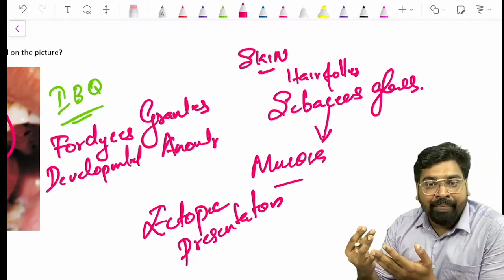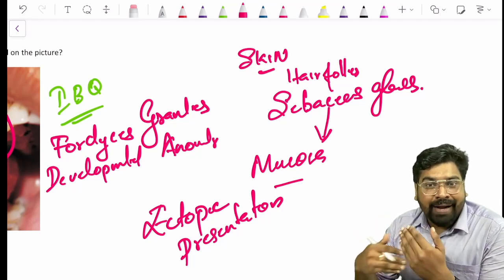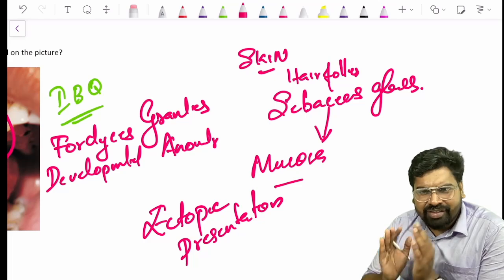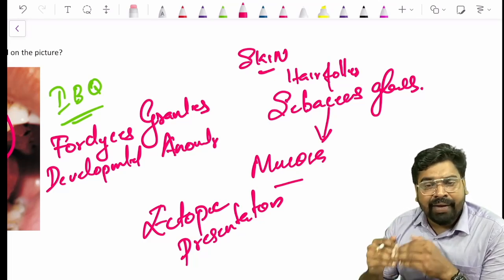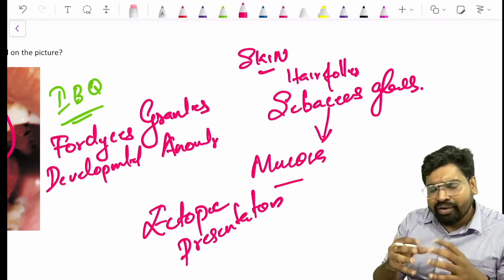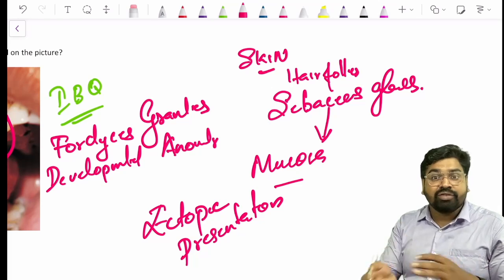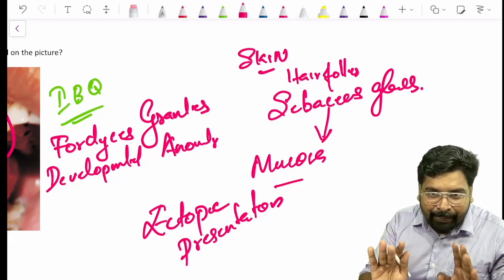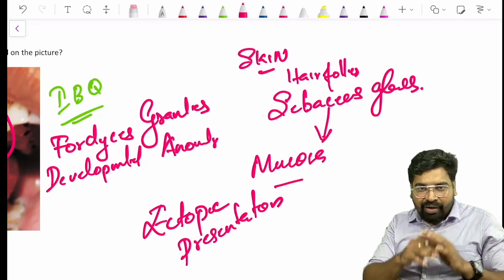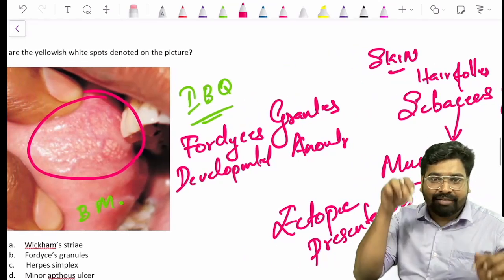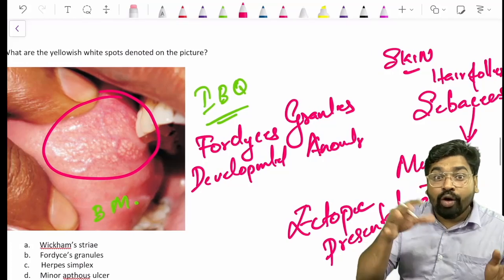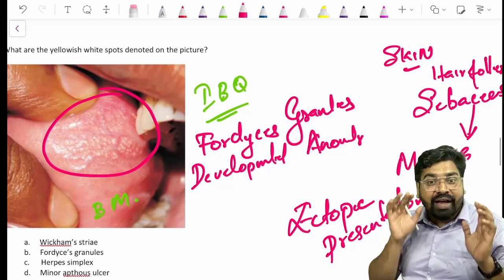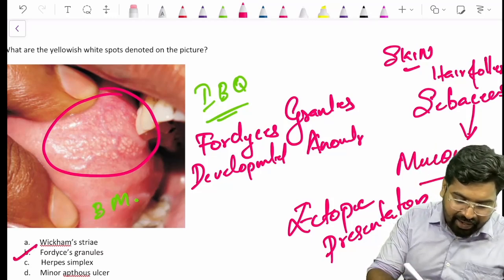It is called a choristoma. You may have heard about hamartoma, teratoma, choristoma. A hamartoma is the normal growth of a structure which is native to that area. But a choristoma is the growth of a cell or tissue which is not native to that area. The sebaceous gland is on the skin, not native to oral mucosa. It is ectopic, not supposed to belong there. This condition is a choristoma, called Fordyce's granules.